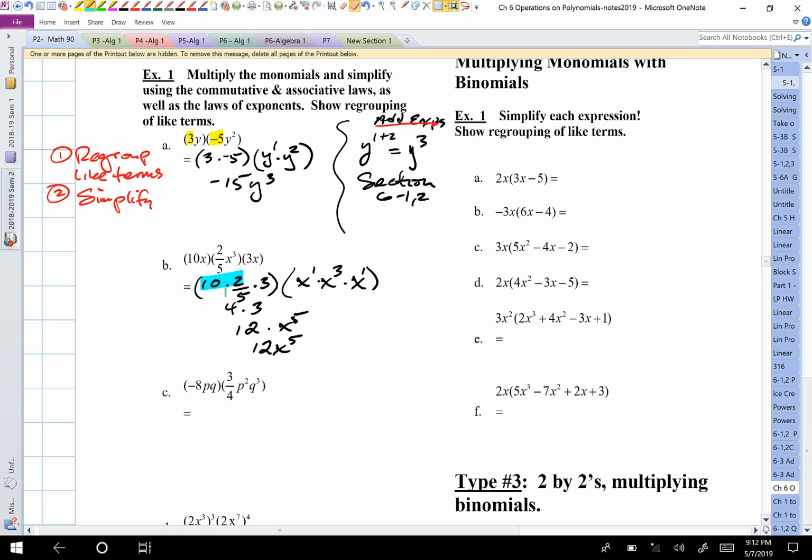So I multiply the first two numbers. 10 times 2/5 is 4. You always multiply the numerator first. 10 times 2 is 20, divided by 5 is 4, times 3 is 12. And then you multiply like bases. I'm multiplying an x here, 3x is here, 1x here, so 5 in all, so it's going to be x to the 5th. So you want to regroup and then simplify.